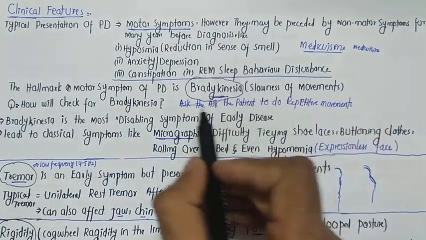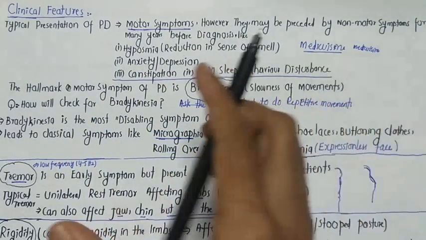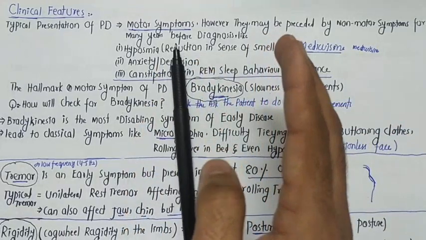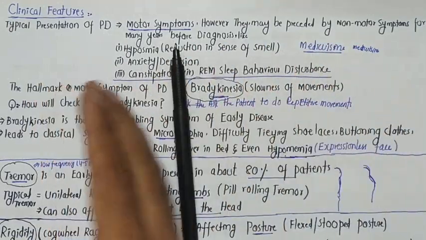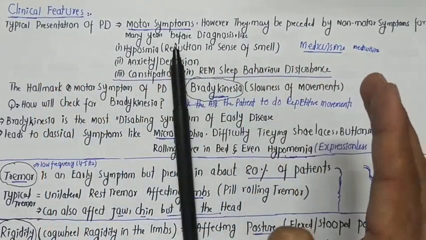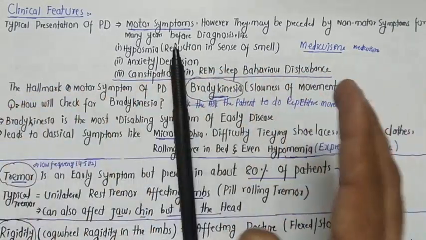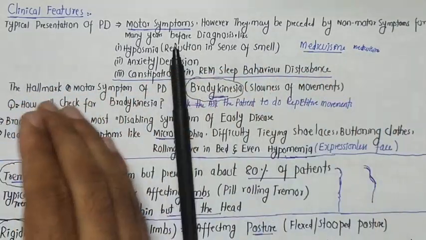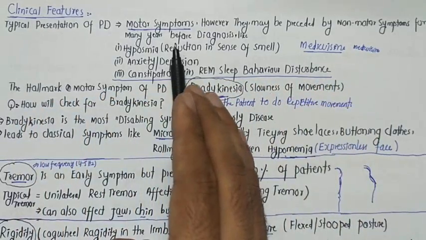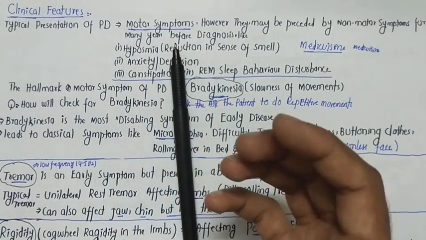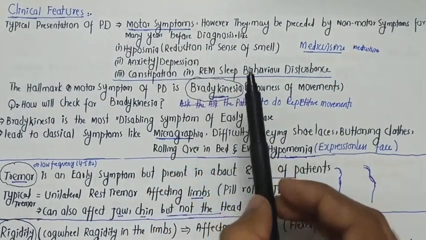You will ask the patient to do a repetitive movement, like you ask the patient to do like this. These repetitive movements will become shorter and shorter with time, like this. You will ask the patient to do this, and it will come out to be like this. So this fatigability, this slowness of movements, is called bradykinesia.